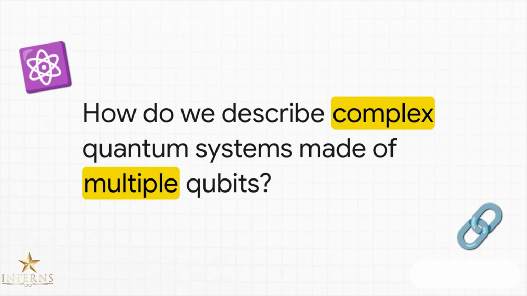Here's the heart of it. We need one single, consistent way to describe all these individual qubits as if they were one coherent thing. We can't just look at qubit A over here and then qubit B over there separately. We have to be able to talk about the state of qubit A and qubit B together as a single entity. And for that, we need a new tool in our mathematical toolbox.